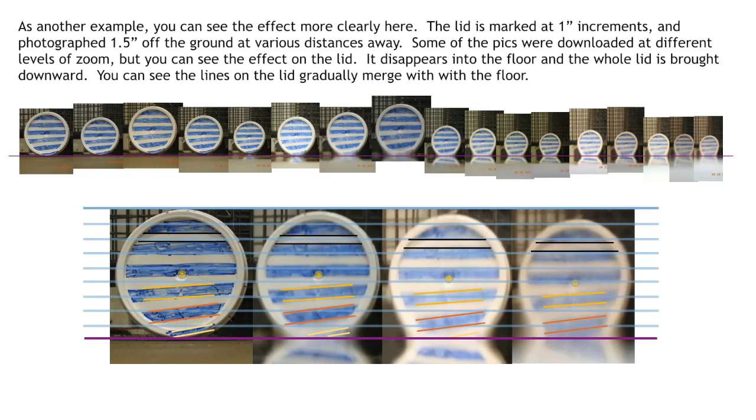As another example, you can see the effect more clearly here. The lid is marked at 1-inch increments and is then photographed 1.5 inches off the ground at various distances away. Some of the pics were downloaded at different levels of zoom, but you can see the effect on the lid. It disappears into the floor and the whole lid is brought downward. You can see the lines on the lid gradually merge with the floor, and I've outlined those markings and placed them against the purple line. You can see that you start to lose them all sequentially with greater distance.